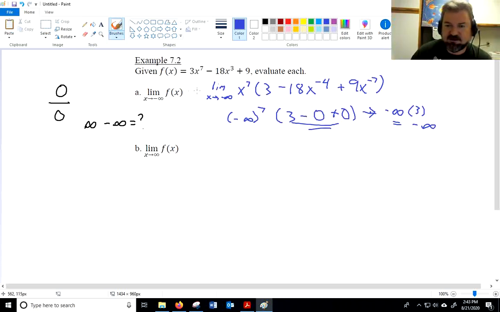Let's plug in infinity. 3 times infinity to the 7th. Infinity to the 7th is just infinity. Minus 18 times infinity to the 3rd. Plus 9. So that's infinity minus infinity. I don't know what that is, right? That is indeterminate.